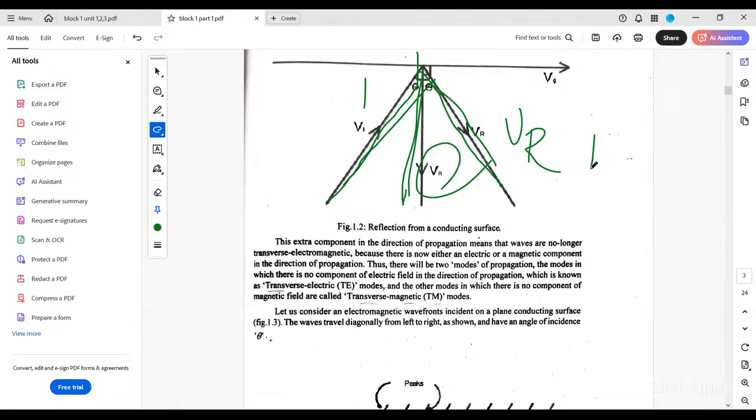Now we will see what is TE mode, what is TM mode. In TE, that is transverse electric field, there is no component of electric field in the direction of propagation. Not that there is no electric field completely. Electric field is there, but there is no electric field in the direction of propagation.